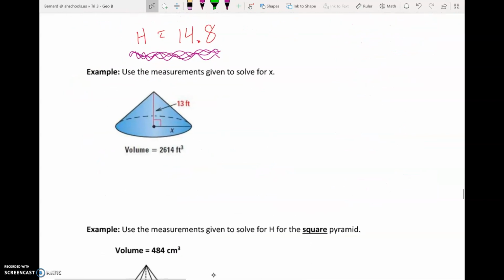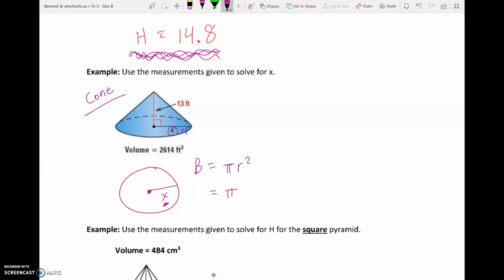So here we go. We're going to use the measurement to solve for x. Notice x is the radius of my circle, and remember the circle is the base of my cone, which is the shape I'm working with here. So remember, we're going to have to work backwards out of a formula. So let's remember a couple things. Obviously, we need the area of our base. Our base is a circle with a radius of x. And so big B, remember, is pi r squared. But now if we can consider x our r, we can write that as pi times x squared.